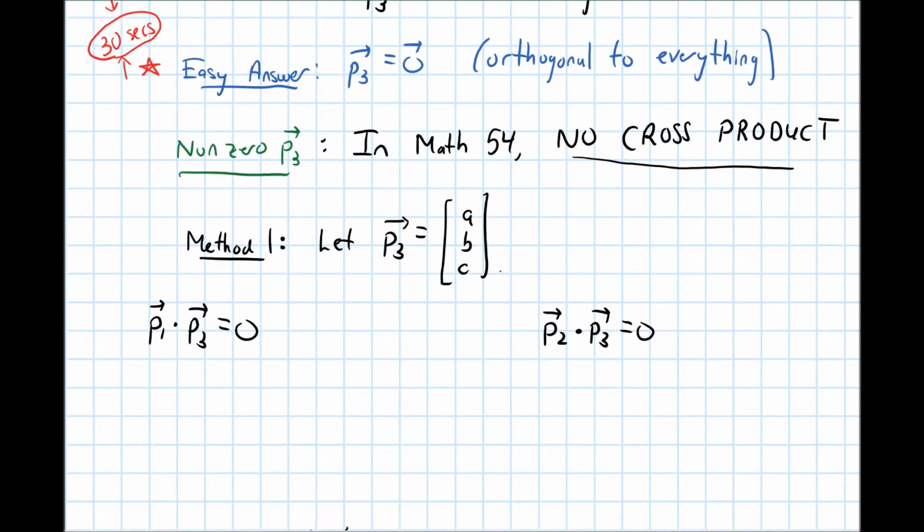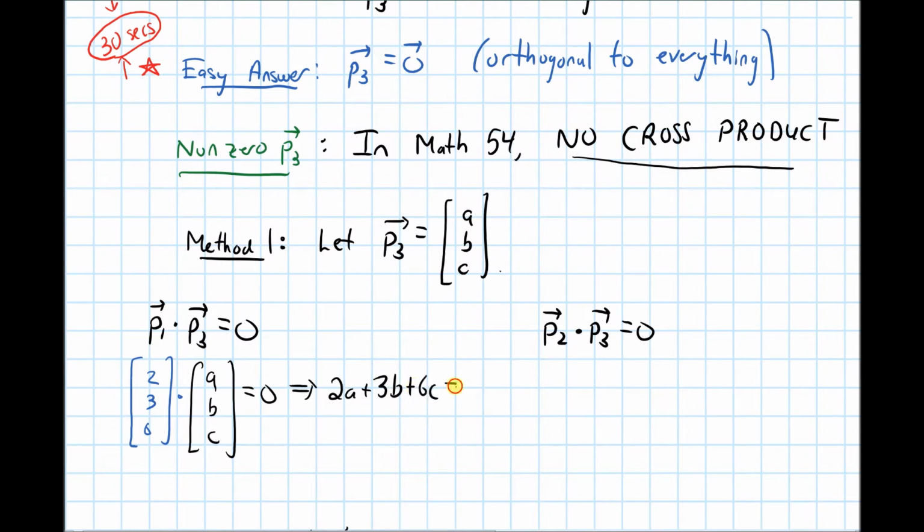So if we dot P1 with P3, P1 is the vector 2, 3, 6. We want to dot that with P3, which is A, B, C, and we need this to be equal to 0. When we take the inner product of these, we get 2A plus 3B plus 6C equals 0. So we get this equation.